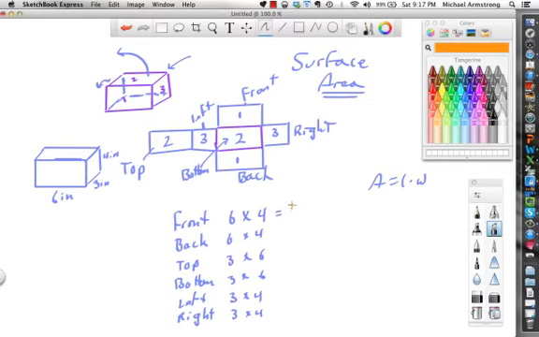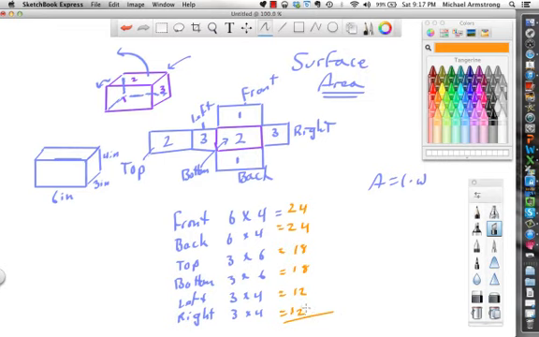Just going to put all our answers in. 6 times 4 is 24, and again 24. Ooh, I said 24, but I wrote 26. And then 18, and again 18. And then 12, and again 12. And then you have to just add them all up.